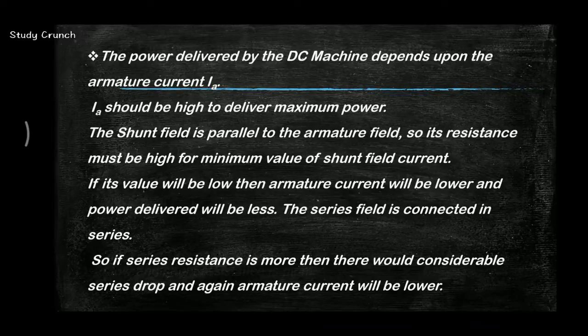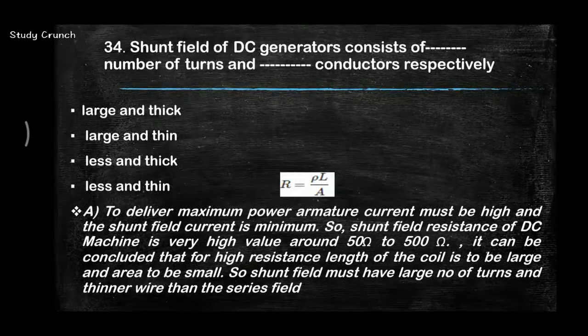Next. Shunt field of a DC generator consists of large number of turns and thin conductor respectively. We know that the formula is R equals rho L by A. So to deliver the maximum power, the armature current must be high and the shunt field current is minimum. So the shunt field resistance of a DC machine is very high. Value is around 50 to 500 ohms. It can be concluded that for high resistance, the length of a coil is to be large and the area to be small.